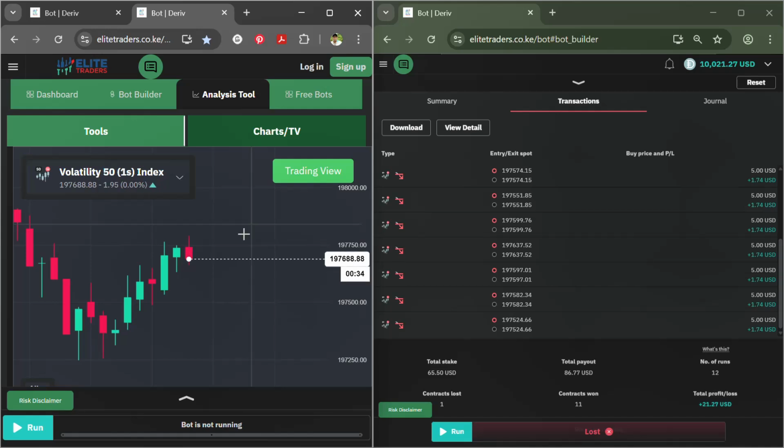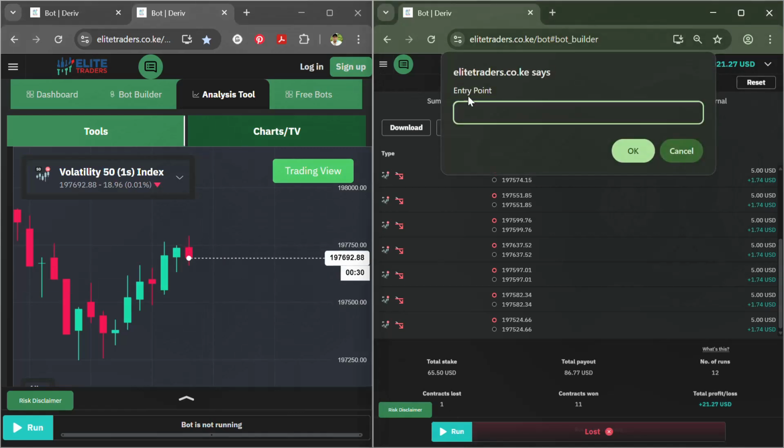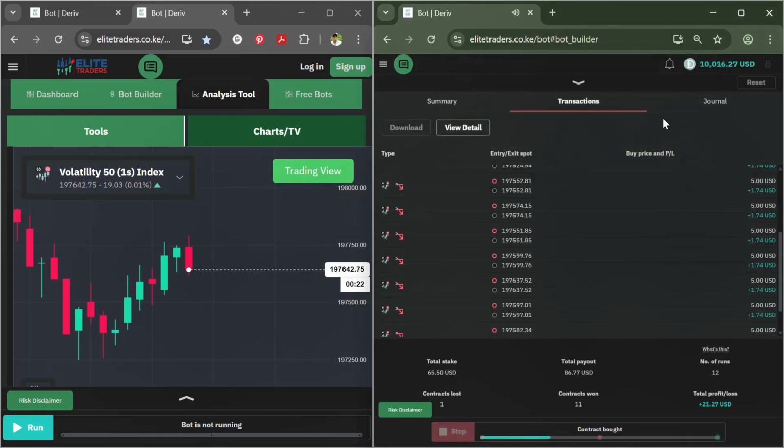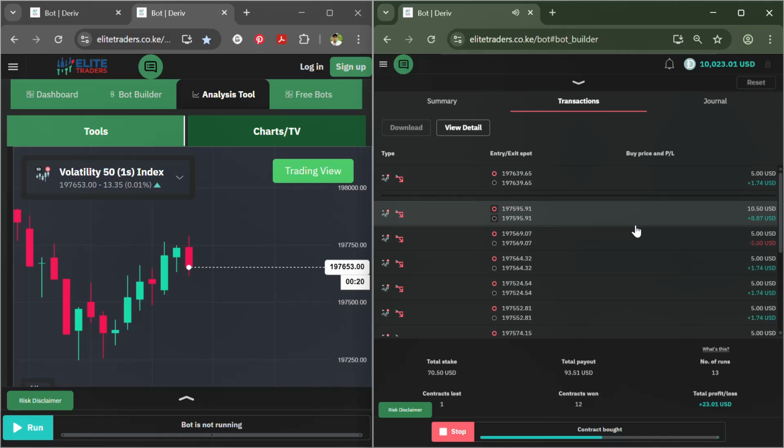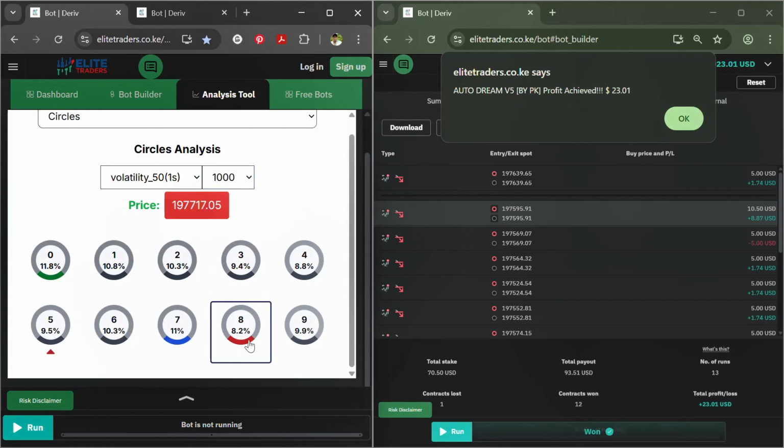Then after you spot such a market, like for example in this instance, the next thing you do is click run. Then the robot will prompt you for an entry point. So just key in digit 7, which we were using as our entry point, and just run the robot. So it's actually that simple. The moment this robot spots an entry, the moment digit 7 is hit, or the ticker goes to digit 7, for example in this case, the robot will automatically start.